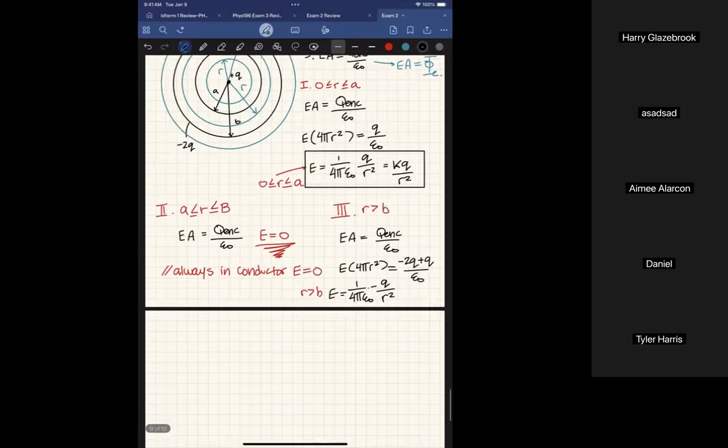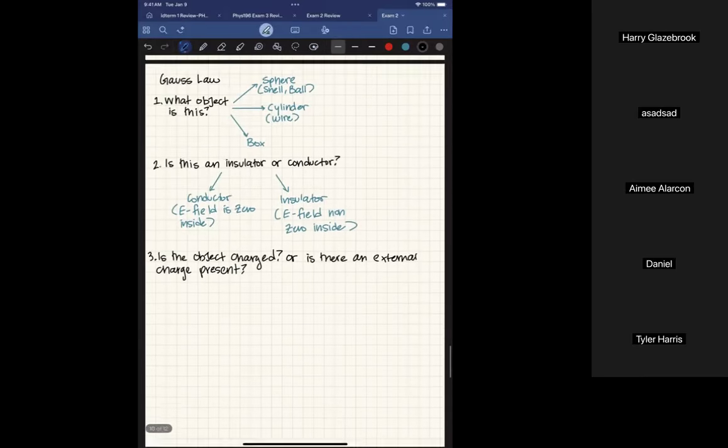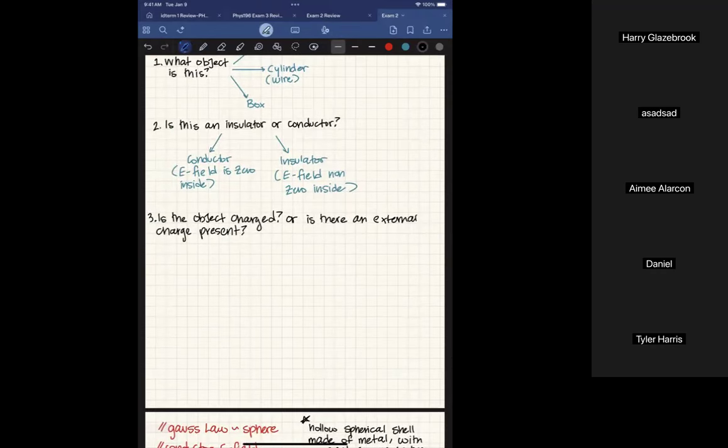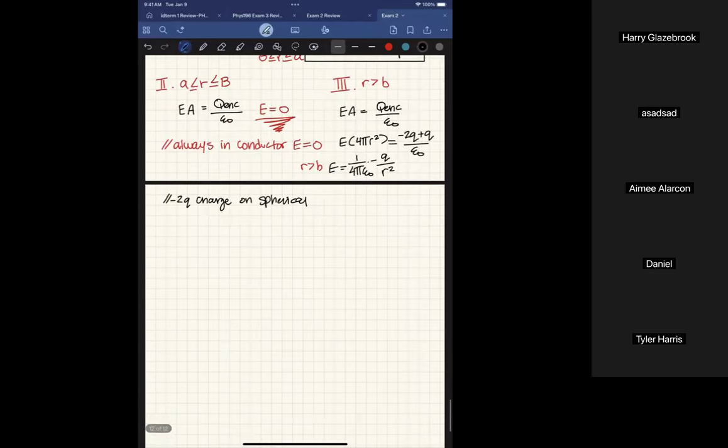So that negative 2q is the charge on the entire spherical shell. That's why I said one of the important questions is: is it a conductor, and is the object itself charged or is it neutral? Ah, I see. Yeah, because it's a conductor, that's a great point. If it is charged, all the charge is located on the outside surfaces.